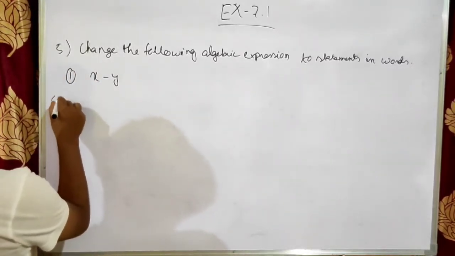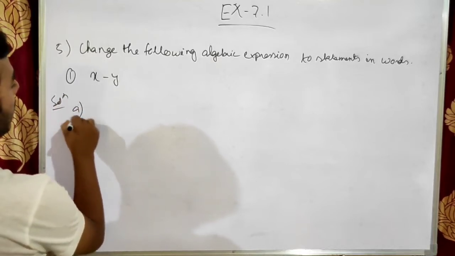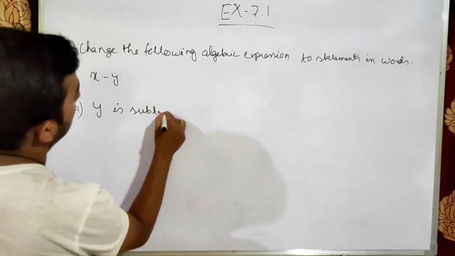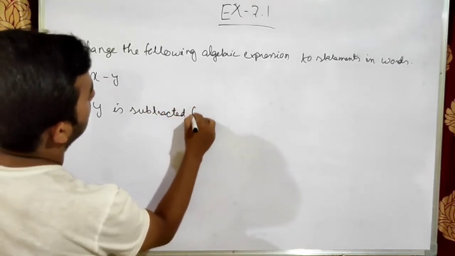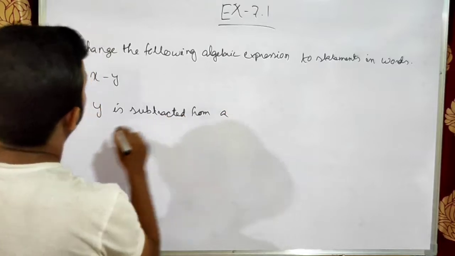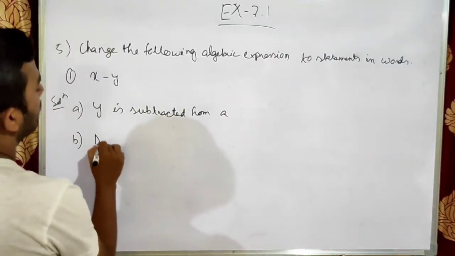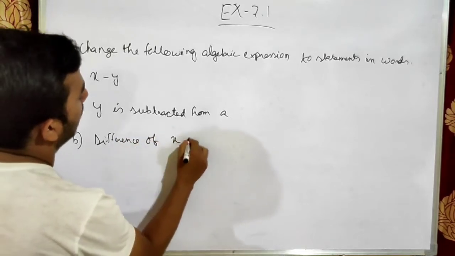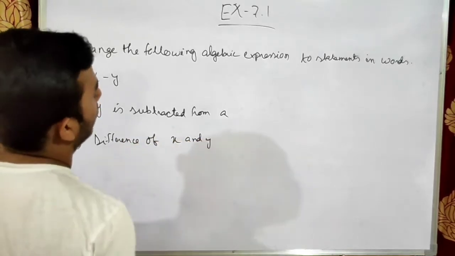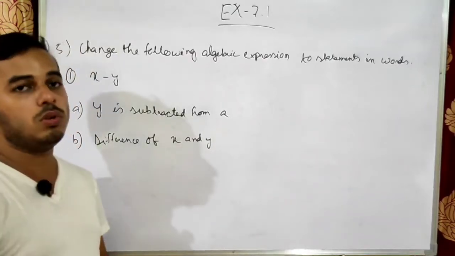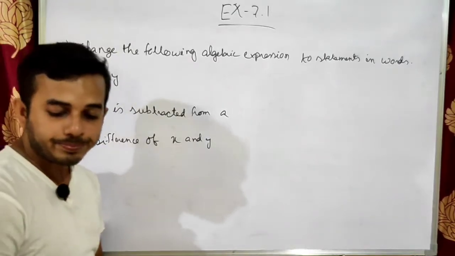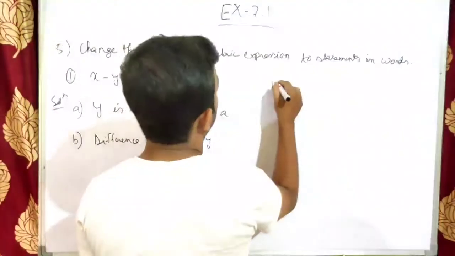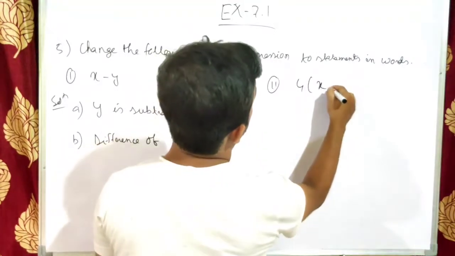So solution number 1 or A: y is subtracted from x. Or B: difference of x and y. Both you can write. Now you choose which one you want to write. Next one is 4 times x plus y. Okay, number 2, 4(x plus y).